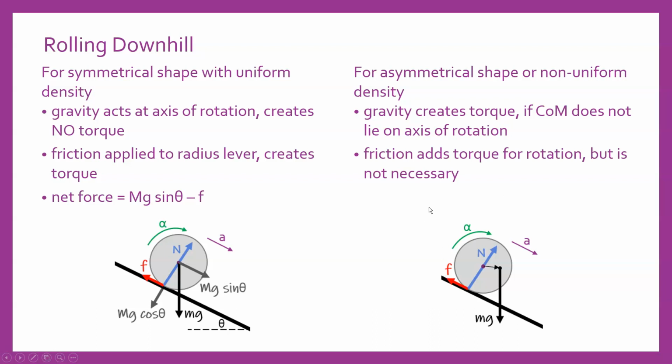So this gravity force will cause rotation. Friction is still there and it adds to the rotation, but it's not necessary. So even if this was a frictionless plane, this object would roll downhill. And the net force in this case is also the same as before, the x component of gravity minus the friction force, because again, we're looking at forces that are parallel to the inclined hill.